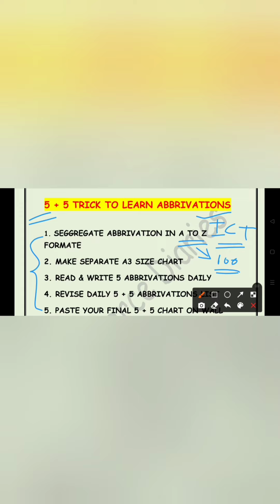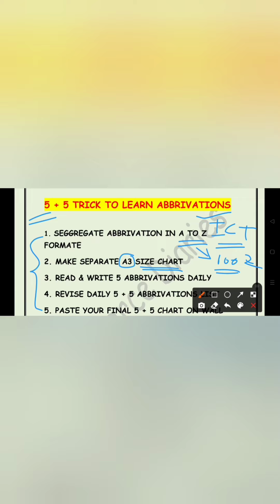The next step is to make a separate A3 size chart for your abbreviations. Why I am telling this is that once you start learning abbreviations from day one, let's say you take 2 months to follow this technique, after 2 months you will have a complete chart before you. With that chart you can daily revise all the abbreviations in an easier manner. You don't need to go to any of your notes or books, just keep on turning the pages to find on which page I have written this abbreviation.